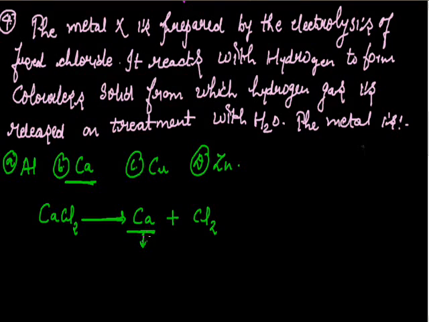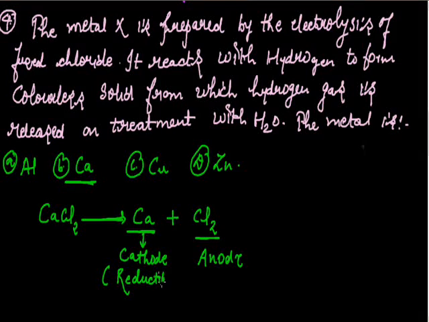This calcium gets deposited at the cathode and the chlorine gets deposited at the anode. As it has a tendency to lose electrons, the calcium ion, by losing the electron, converts into calcium. So we can say that reduction takes place at the cathode and oxidation takes place at the anode.